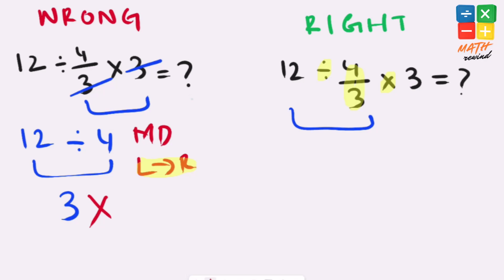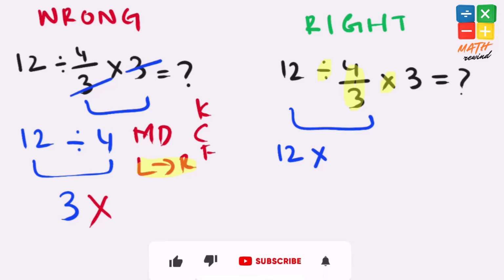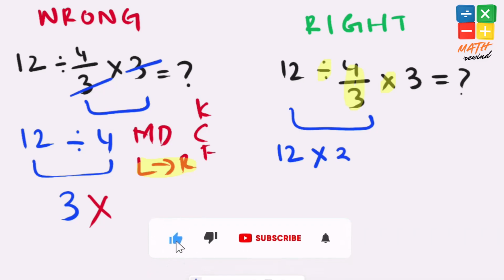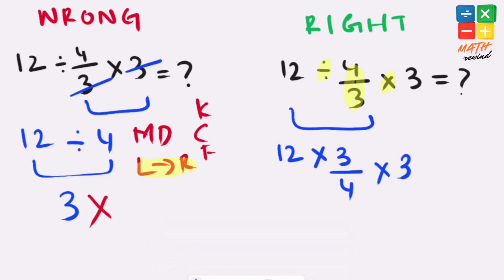So we can use the KCF rule here to solve it. Keep, change and flip. Keep means we keep 12 as it is. Change means we change the division operator to a multiplication operator. And flip means we flip the fraction 4 over 3 to 3 over 4. And then we have times 3 present from the original expression. If you notice now, 4 and 12 are both divisible by 4, so 4 divided by 4 gives us 1, and 12 divided by 4 leaves us with 3.